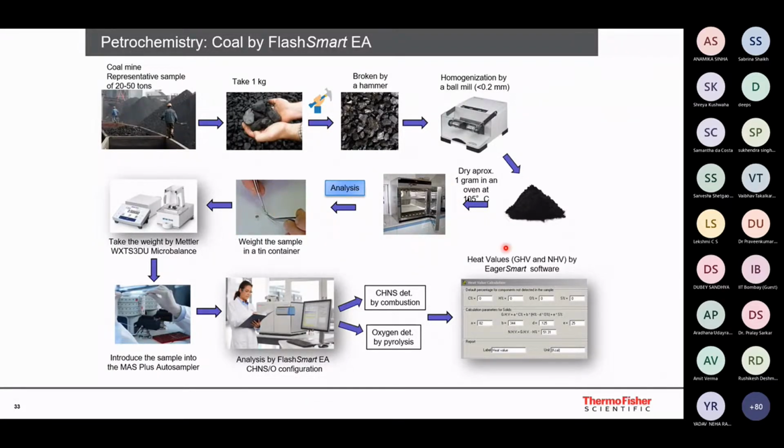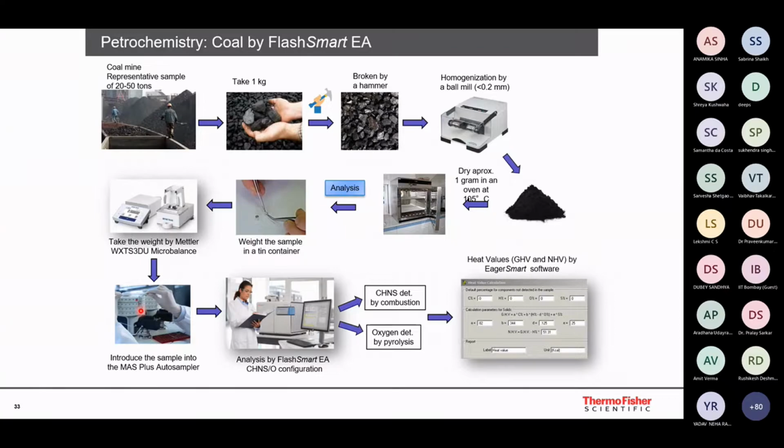Do not take the weight on an analytical balance. If you take the weight on an analytical balance, the accuracy is not there and we are not getting proper results in your analysis. Then you can put your samples in the auto sampler tray. For solid samples, you can directly take the weight in a soft tin container.